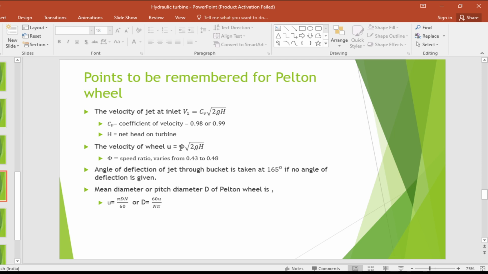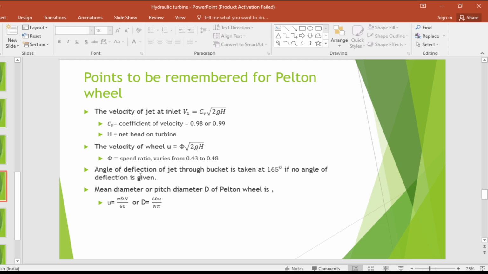Okay. Now U is phi root of 2GH. Only the difference is here you have to multiply it by CV, and for wheel you have to multiply it by phi. Now phi is the speed ratio, and the speed ratio will vary from 0.43 to 0.48. This is the second point that you have to remember.